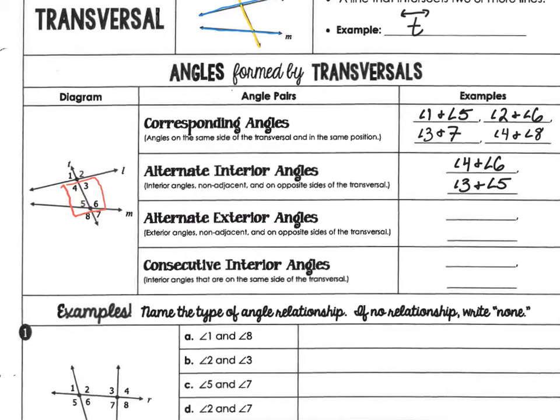Okay. So now if those were the interior, the green are the exterior. Same concept though. 1 would go with what? Good. And then 2 would go with? Good.